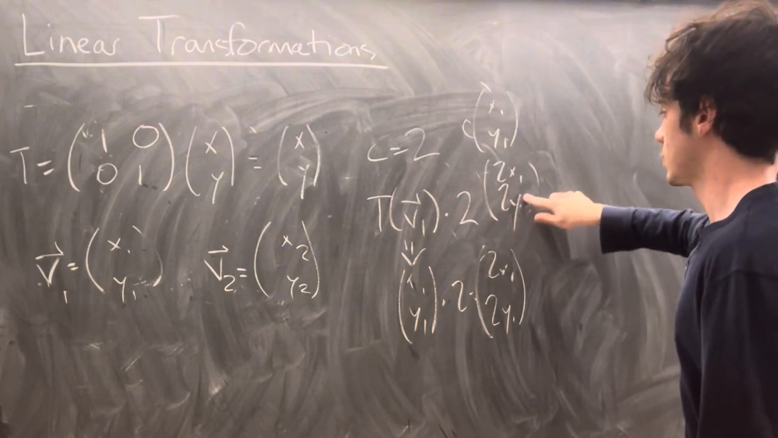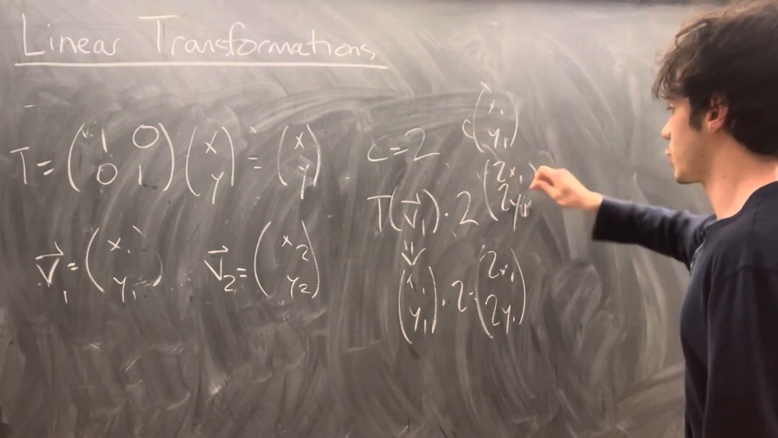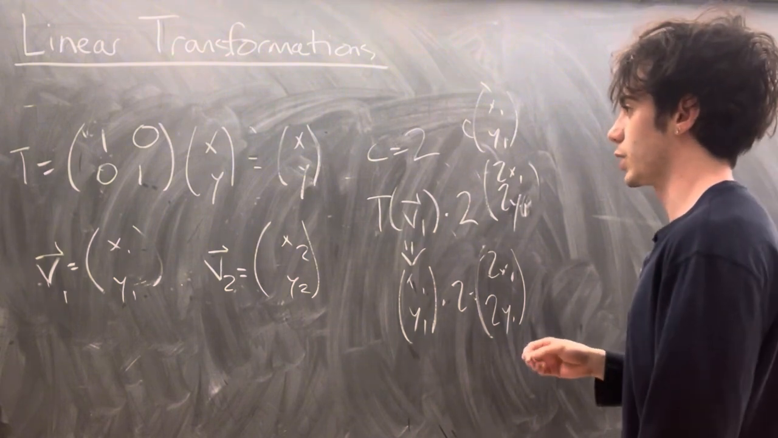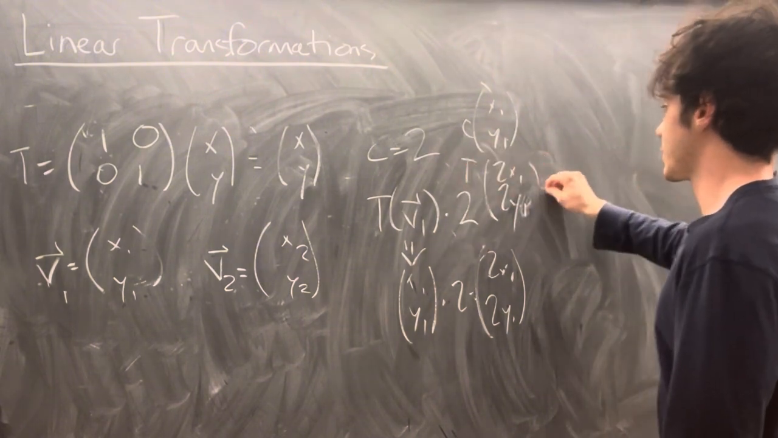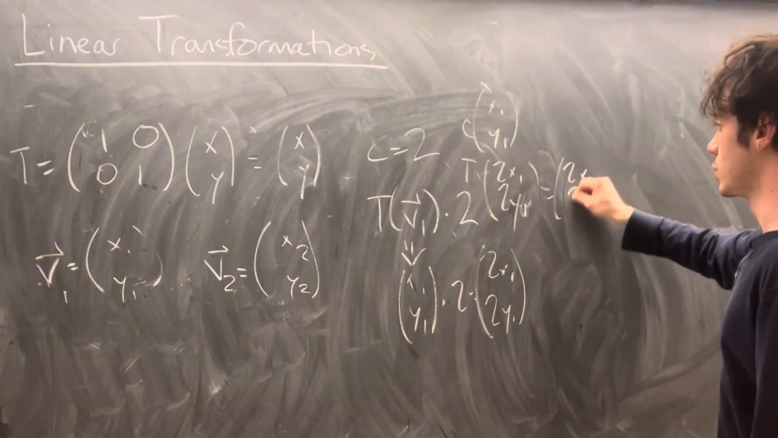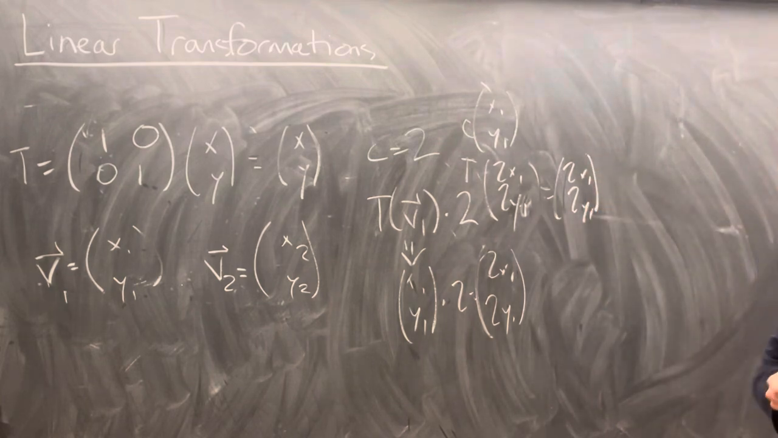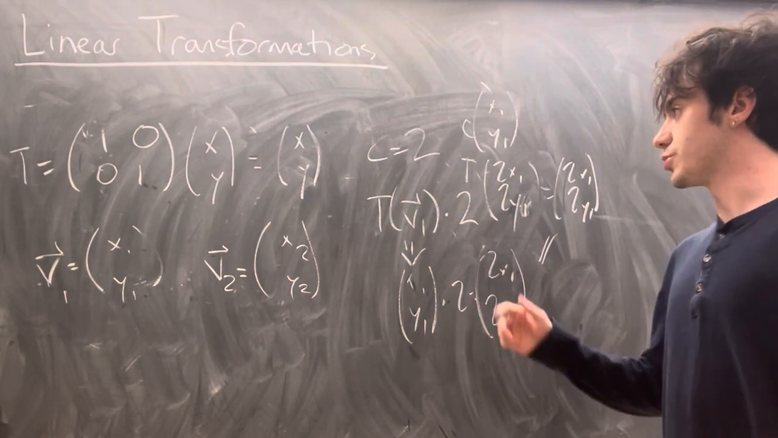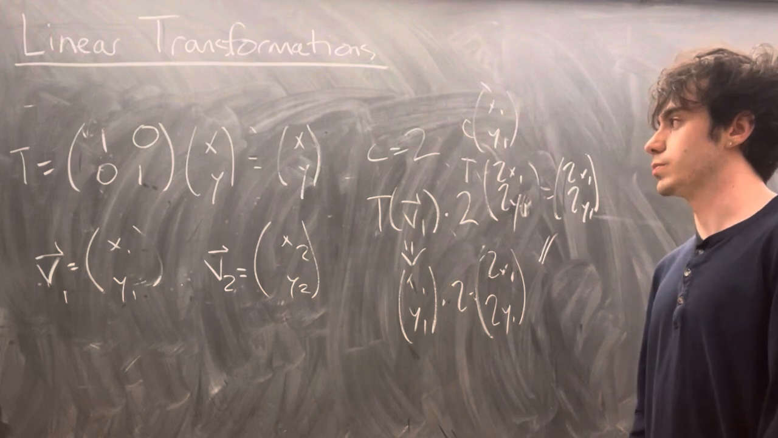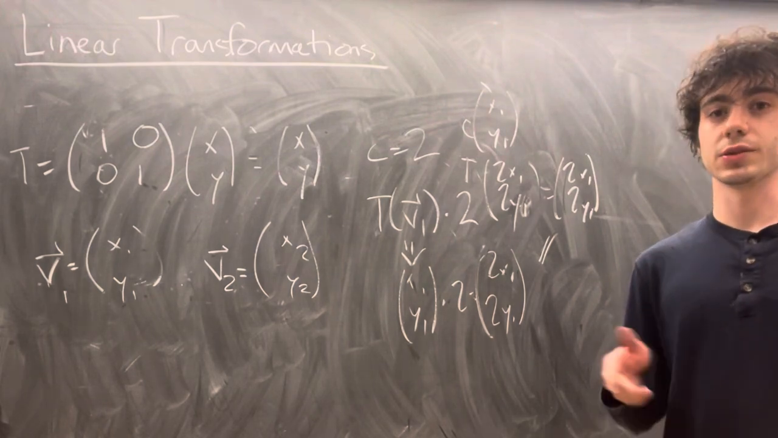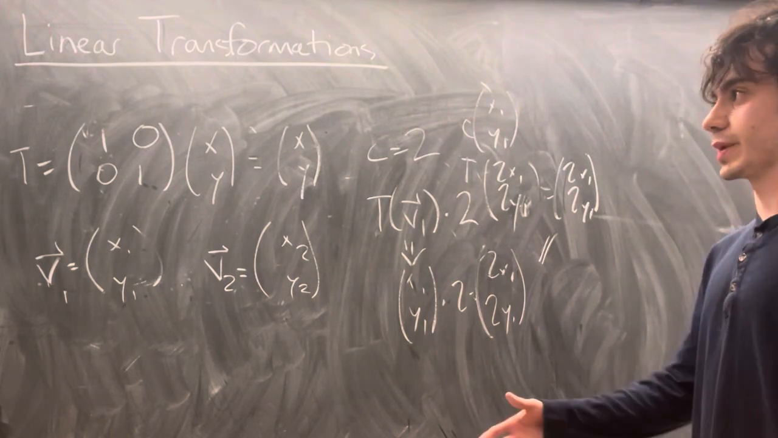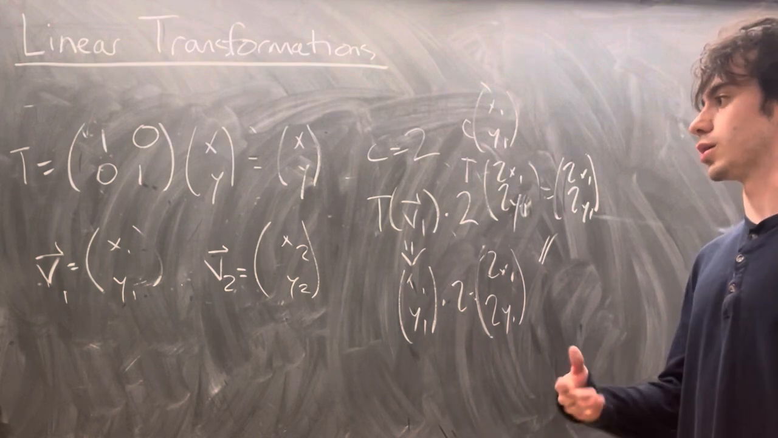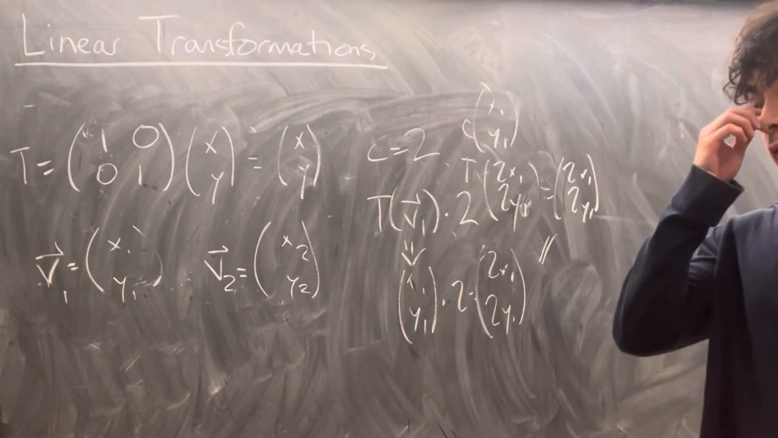Oops, I mean 2y1. Yeah, 2x1, 2y1. And then of course, if we apply T to this, we just get 2x1, 2y1. And these are equal here, so both conditions are satisfied, and this is indeed a linear transformation. So that's just a check of a very basic example, but just something to show how you can show something is a linear transformation, and something that we expect to be a linear transformation being verified to be one.